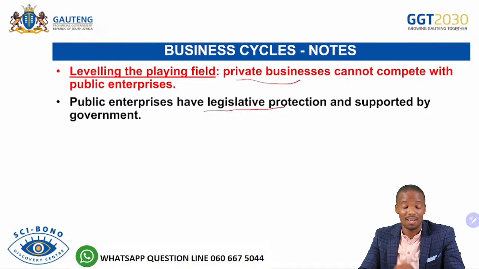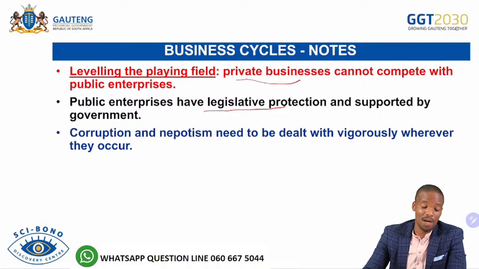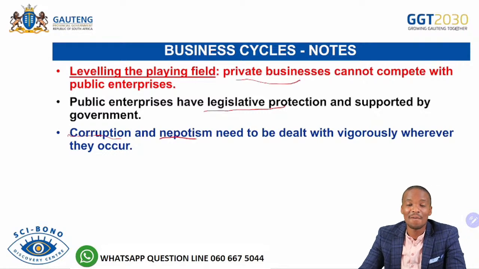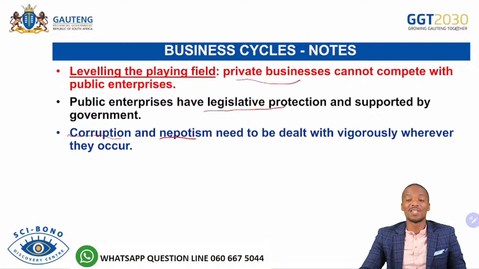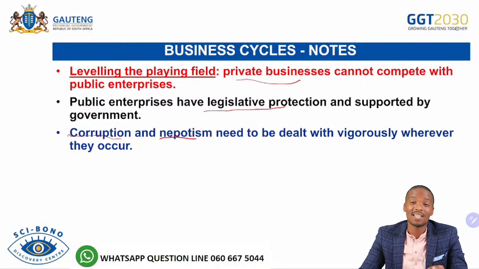Production will increase, supply will increase. Corruption and nepotism need to be dealt with vigorously wherever it occurs. We know that sometimes the output is not delivered, or we don't get the output at the right time, because of such things as corruption and nepotism.